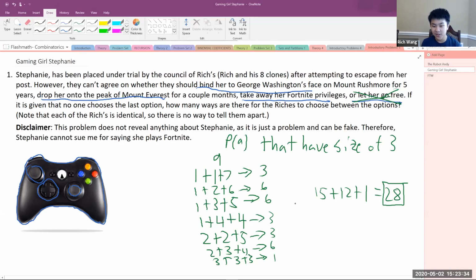Okay. So the good solution is using a more advanced technique that we'll go over probably in a later Flash Math class called stars and bars. So don't worry if you don't understand this, because this is a fairly advanced technique. Since there are 3 different options, we use 2 different bars to distinguish this. And we also have 9 stars, 1 for each of the riches. The number of stars in each of these 3 boxes represents how many people vote for each of the options. So the number of ways to do this should be 11 choose 2, I think. No, sorry, 13 choose 2.